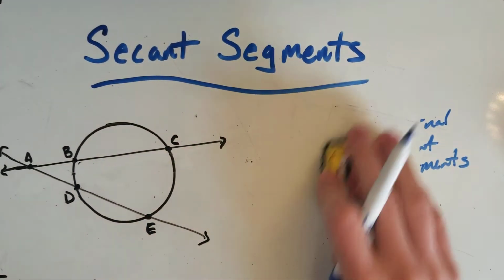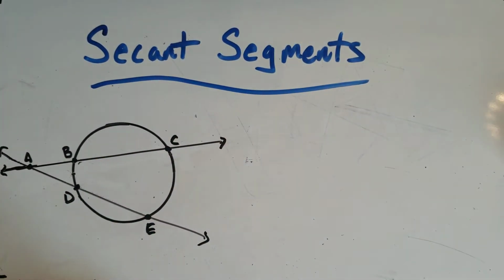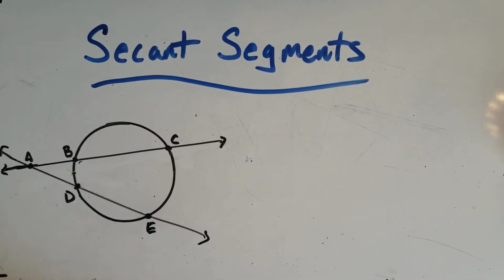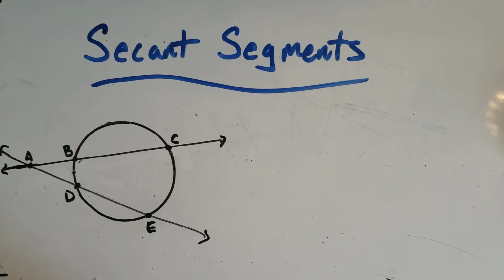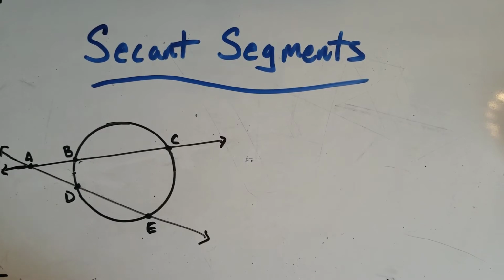So the first theorem that we talk about, and we're on page 752, states: if two secants intersect in the exterior of a circle, then the product of the measures of one secant segment and its external secant segment is equal to the product of the measures of the other secant segment and its external secant segment.